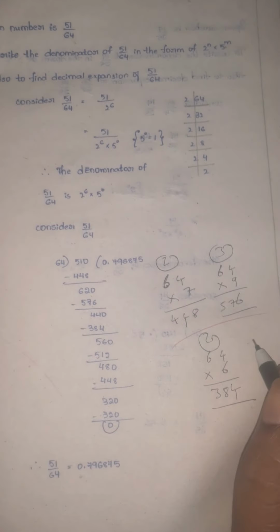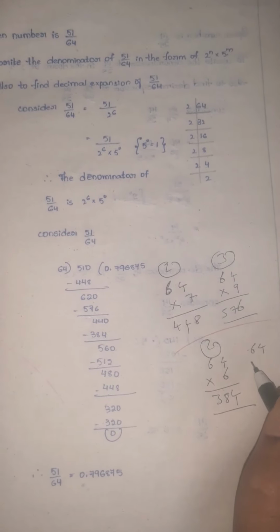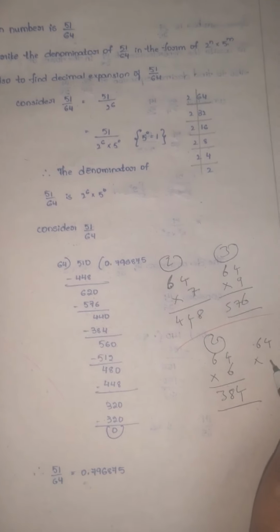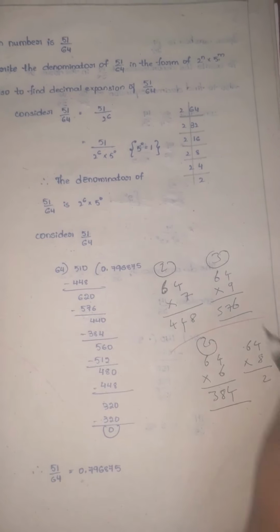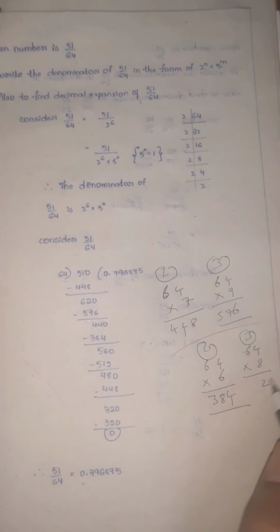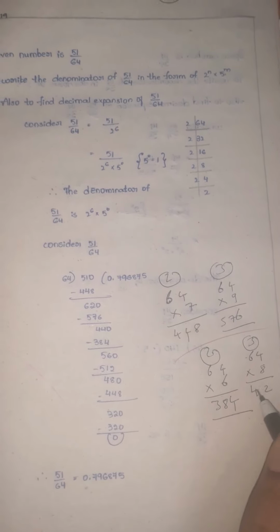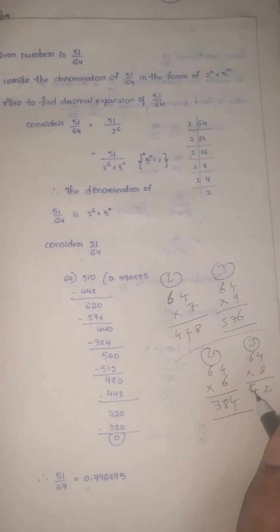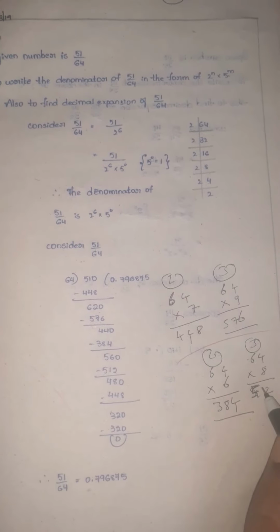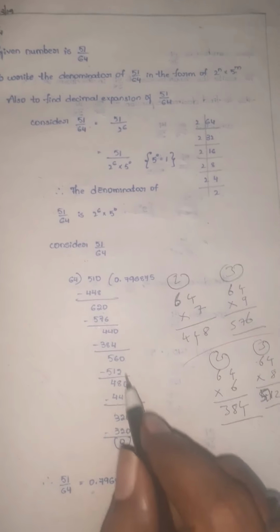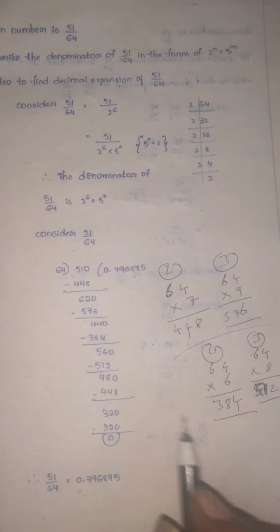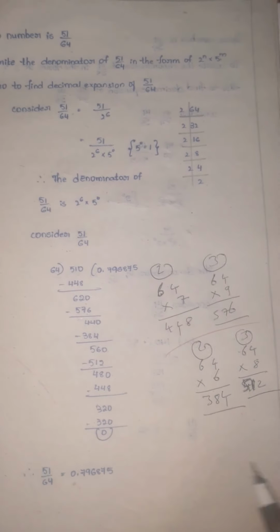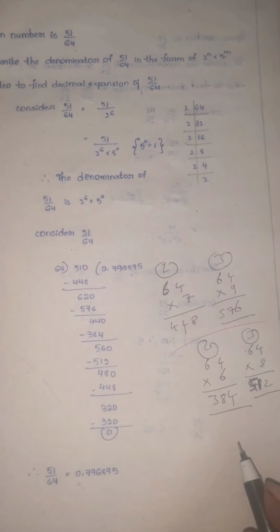So again go for the 64 table, into how much? 8. 8 4s are 32. 8 6s are 48 plus 3 is 51. So 512. Again remainder did not come 0. We got 48. So again do the process.